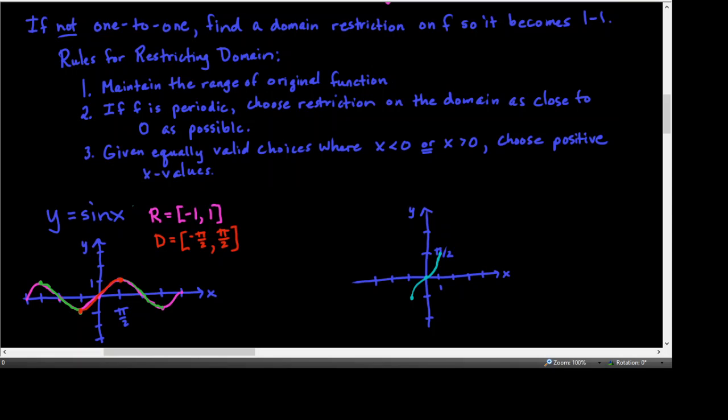To find the inverse, we're going to interchange the x's and y's. So this will become x equals sine of y. Then we're going to do something called take the inverse sine of both sides.